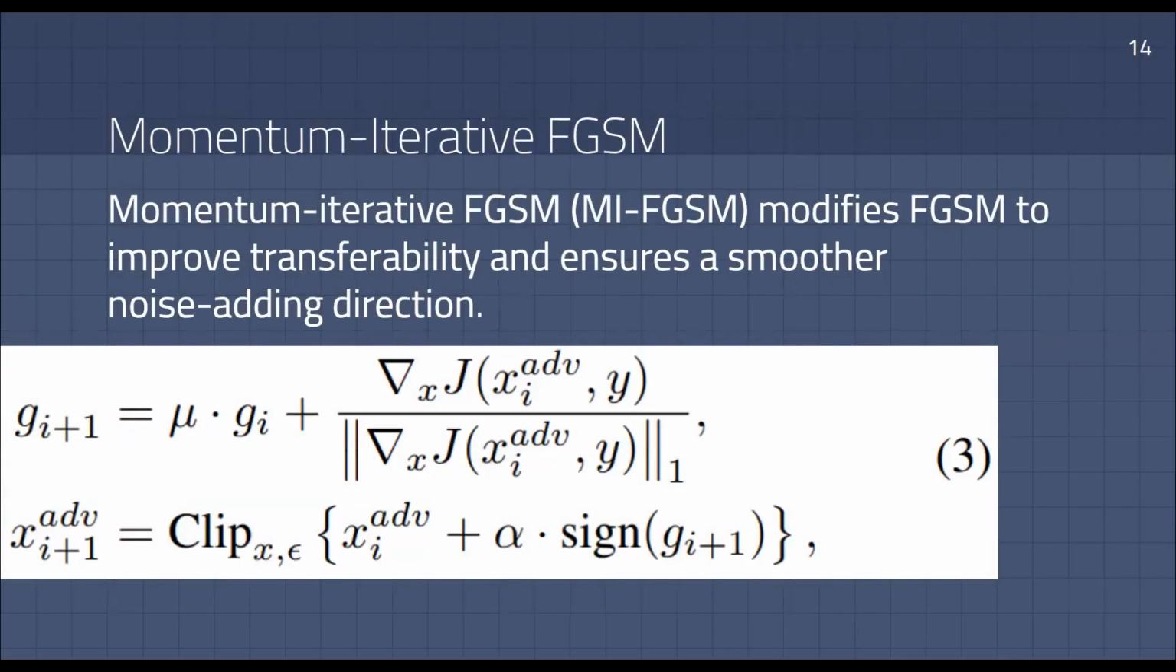Because in a black box attack, the gradient of the classifier is inaccessible, the momentum iterative fast gradient sign method is proposed. This version of FGSM improves the transferability of adversarial examples and creates a smoother noise output compared to other FGSM methods. The smoother noise output makes the noise less perceptible to humans.